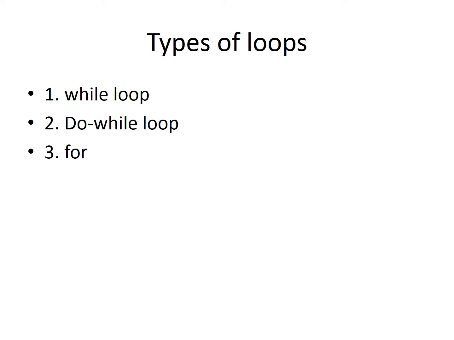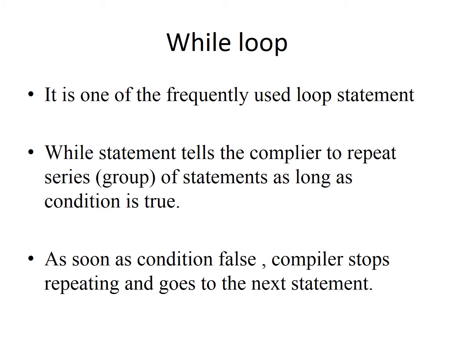Now, what are the types of loops? In C, there are mainly three kinds of loops: while loop, do while loop, and for loop. For today's session, we are concentrating only on the while loop. The while loop is one of the frequently used loop statements. It also follows the basic rules of the loop concept: it tells the compiler to repeat a group of statements as long as the condition is true, and if the condition becomes false, the compiler stops repetitions and goes to the next statement.